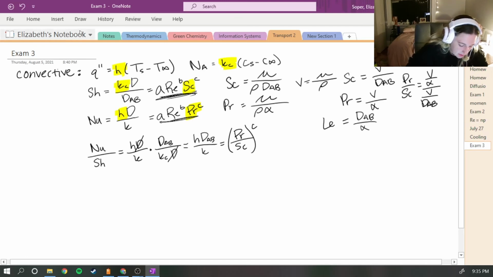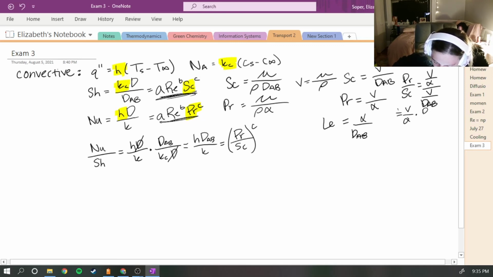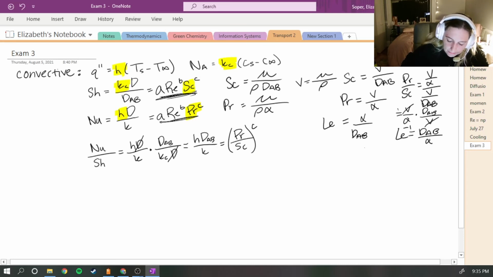Also, the Lewis number, my bad, is actually equal to the thermal diffusivity over the mass diffusivity. So if we do Prandtl over Schmidt, like I was saying, this is kind of a weird way of writing it, but I'm going to write it like this. The kinematic viscosities cancel, and this equals the mass diffusivity over the thermal diffusivity, which is just 1 over the Lewis number. So we could write it like this, as you can see.